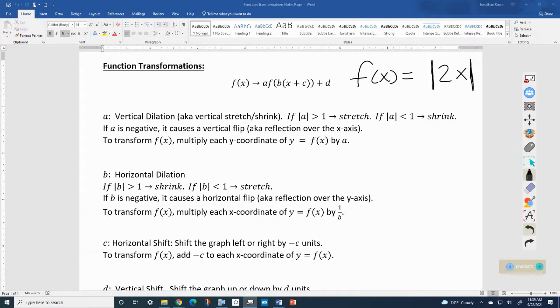Now inside of the parent function, inside of it, is kind of like opposite land. It does the opposite of what you would think.